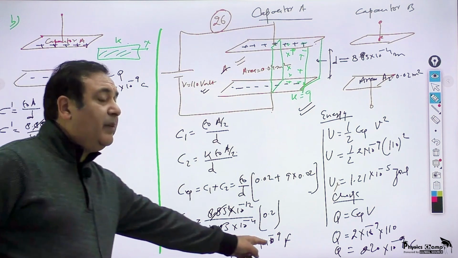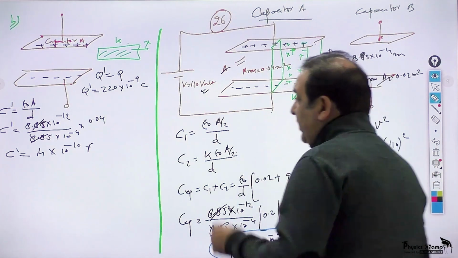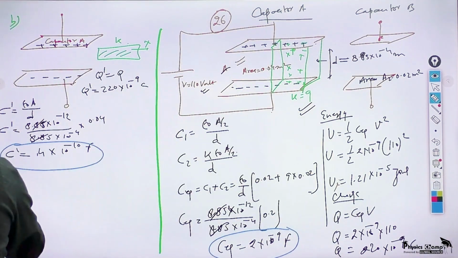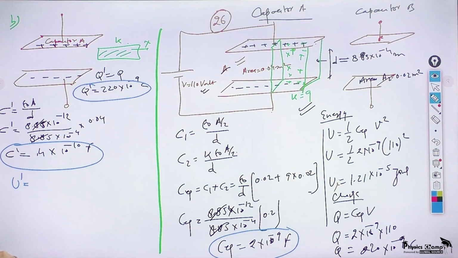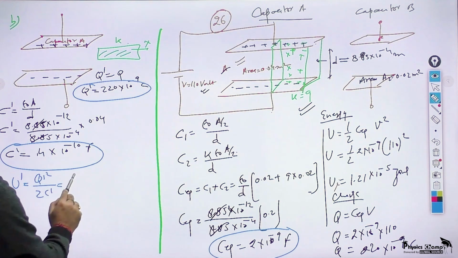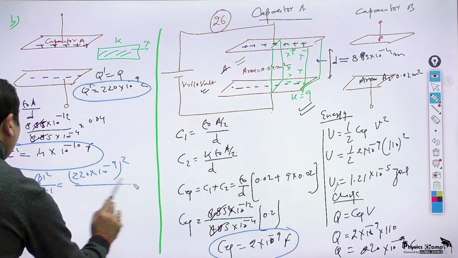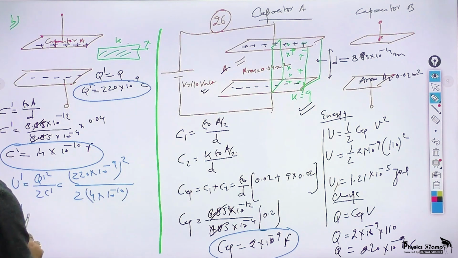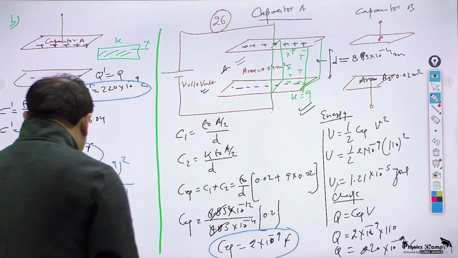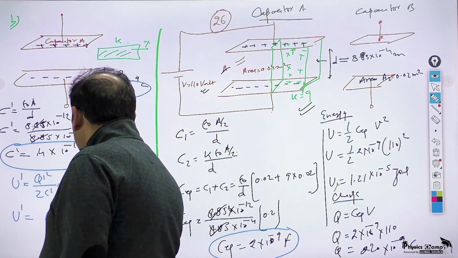So there the equivalent capacitance was 2 into 10 to the power minus 9 farad. Here the equivalent capacitance is 4 into 10 to the power minus 10 farad. Charge is this. What will be the final energy? We can say Q dash square by 2C dash. So 220 into 10 to the power minus 9 square divided by 2 into 4 into 10 to the power minus 10. So as a whole, the final energy which will exist on this is 6.05 into 10 to the power minus 5 joule.